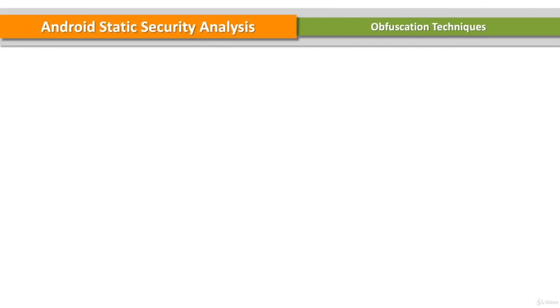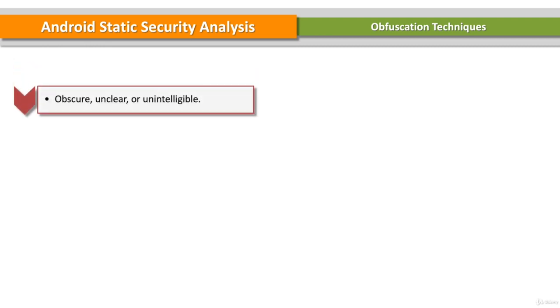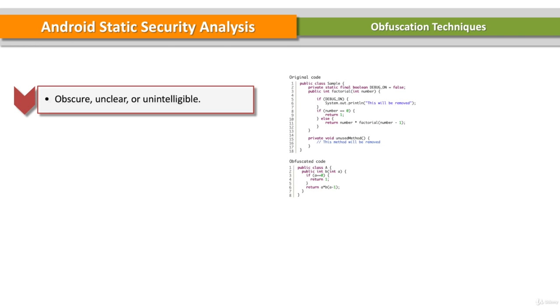So according to the Oxford English Dictionary, obfuscation denotes the action of making something obscure, unclear, or unintelligible. Now, in software, the obfuscation of code is the process of modifying an executable so that it is no longer useful to unauthorized parties such as hackers, but remains fully functional.